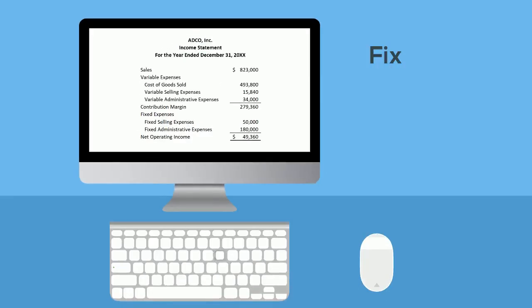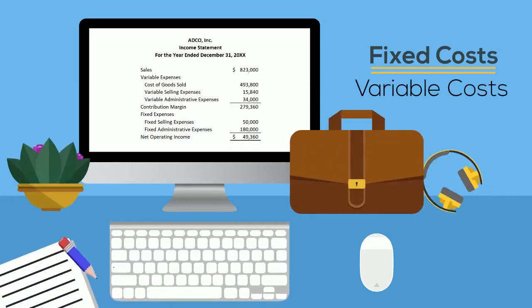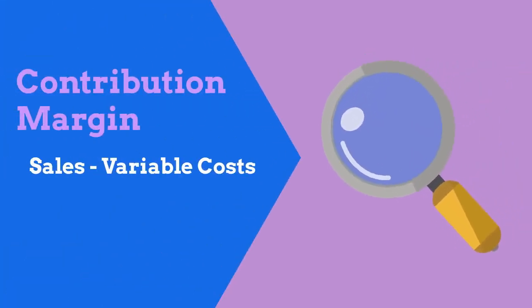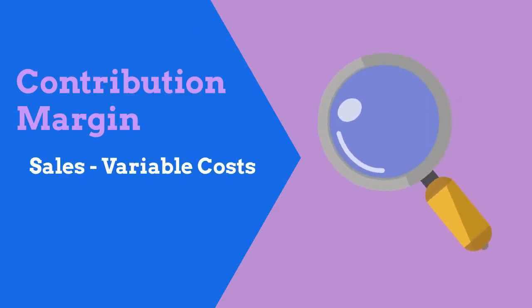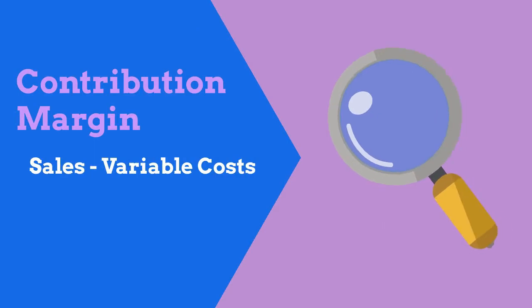CVP analysis divides costs into fixed and variable costs. Remember that contribution format income statement? This is what CVP analysis utilizes. One useful figure from a contribution format income statement is the contribution margin. Contribution margin is sales minus variable costs. Contribution margin is the amount remaining from our sales figure after we've taken care of all the variable costs.